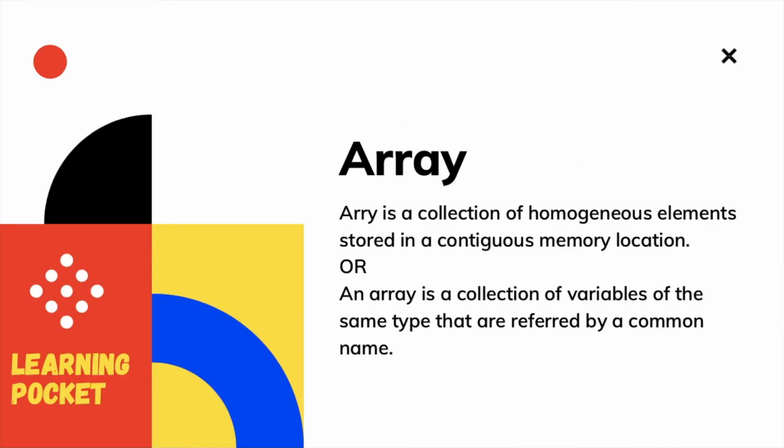So, an array is a collection of homogeneous elements stored in a contiguous memory location. Or you can say an array is a collection of variables of the same type that are referred by a common name. I know this definition may sound somewhat vague or difficult to understand. Suppose you need to store the marks of 4 students, then you are going to declare 4 different integer or floating point variables, and store their marks in all those 4 different variables.